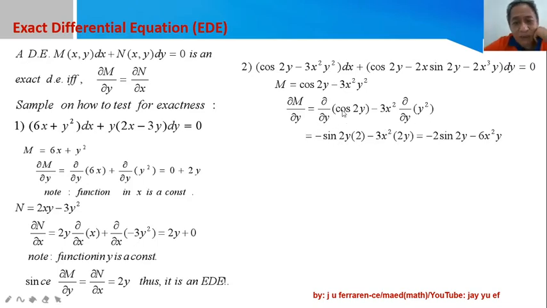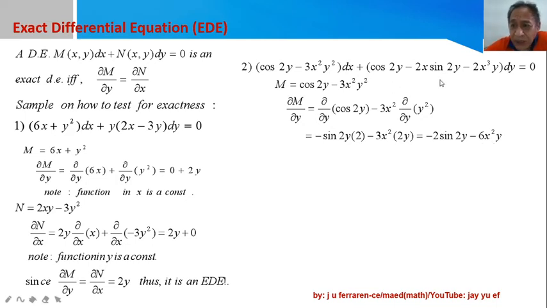What is the derivative of a cosine u? It is minus sine u du dx. So, the derivative of 2y is 2. Okay? Now, this one, y squared, the derivative of y squared is 2y. So, all in all, you have a derivative which is minus 2 sine 2y minus 6x squared y.